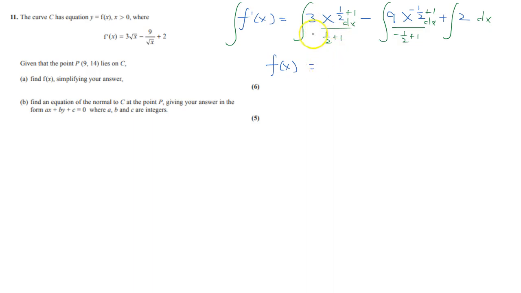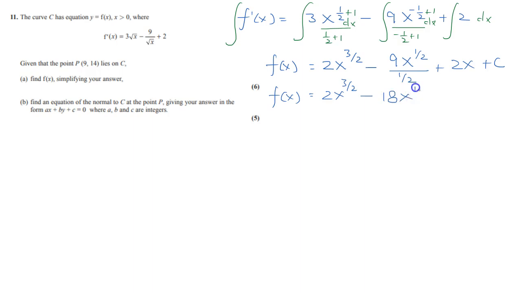It will be, this is what, 3 over 2. So 3 and 3 cancel. This is 3 over 2, 3 over 3 over 2. So this is 2 x to the power 3 over 2. This is minus 9 x to the power minus half plus 1 is half over half plus 2x plus 3. So now we have fx is equal to 2x to the power 3 over 2 minus 18 x to the power half plus 2x plus c.